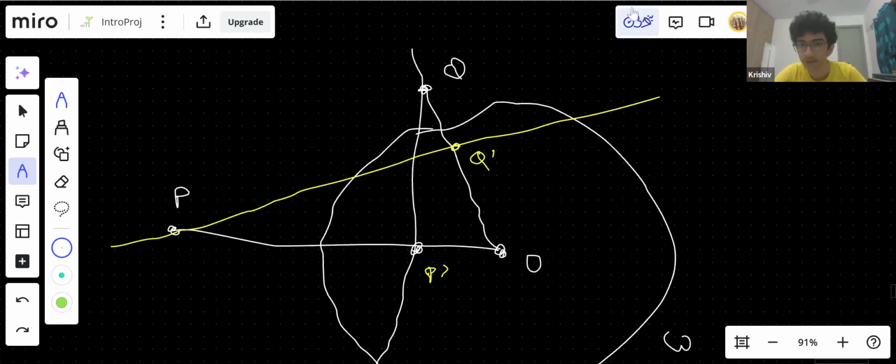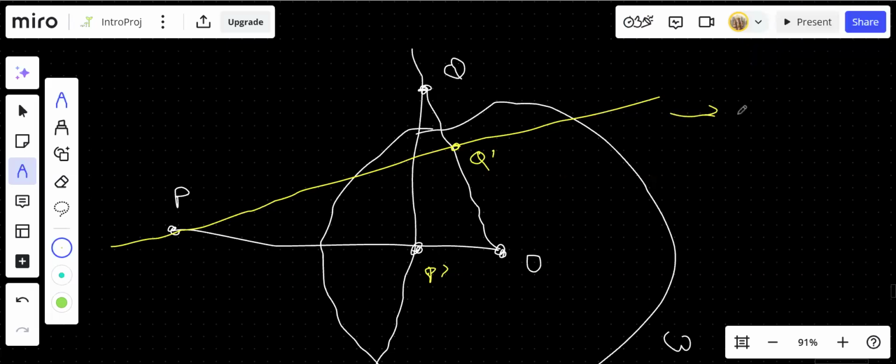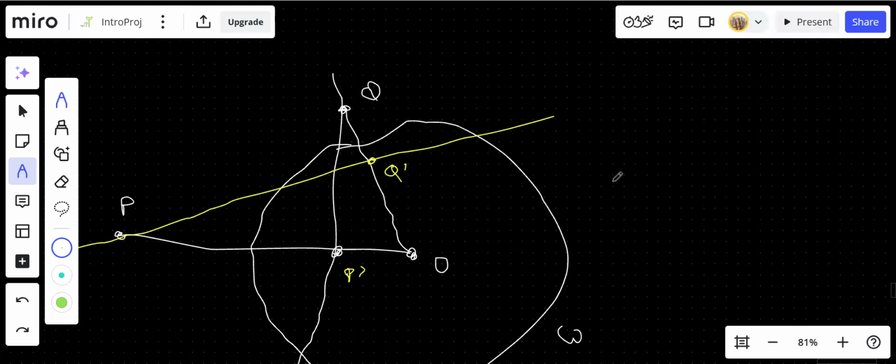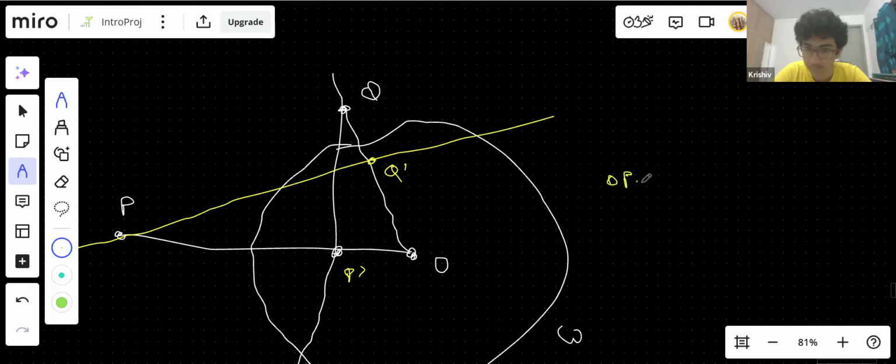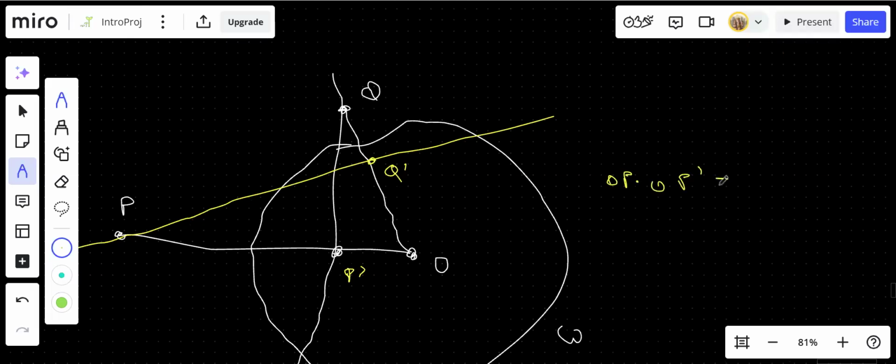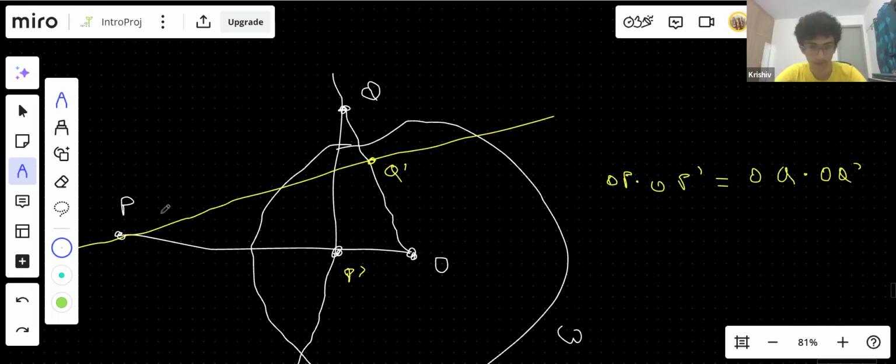Can someone prove this? P dash, Q dash, and Q are concyclic. Yes, so this is just an angle in the same segment. If one is 90, the other is 90, which implies that if one is lying on the polar, then the other also lies on the polar. Beautiful. So there's a circle passing through this.